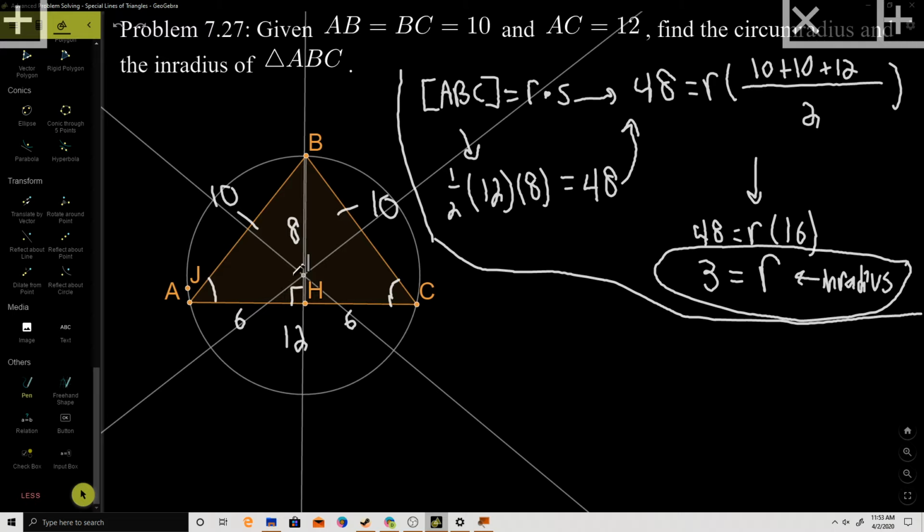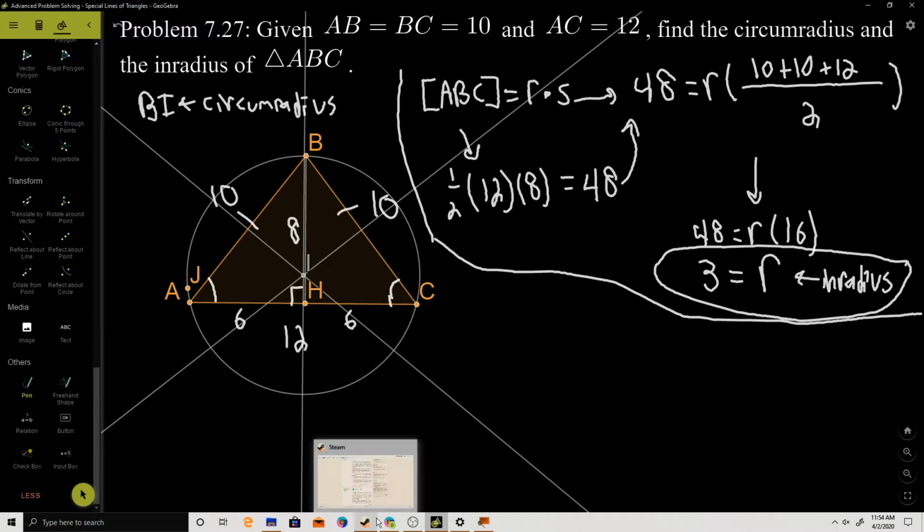So I want to find the length, I would say it's probably easiest to find the length BI. BI is my circumradius. Now, how can I find that length? Well, I know BH is 8. Okay. Well, what else could I do?